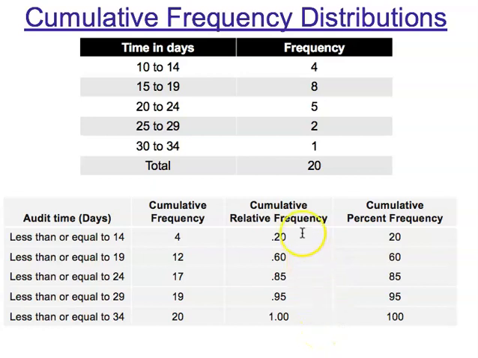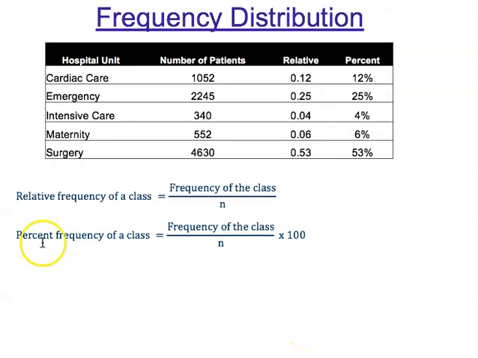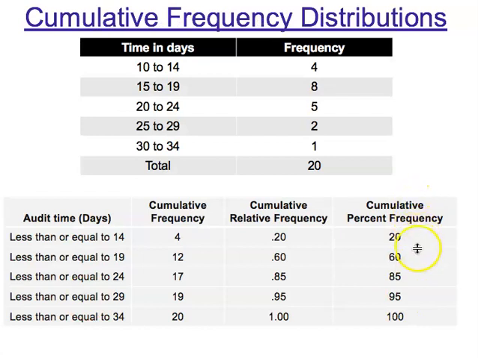You can then multiply your cumulative frequency by 100, just like we did back here, and get the actual percent. So we can then say that 85% of the observations were less than or equal to 24. That kind of thing.